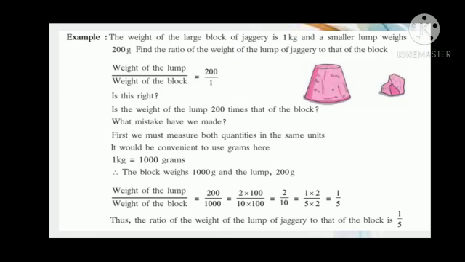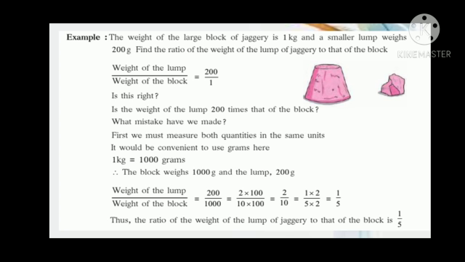Now let us see this with an example. The weight of the large block of jaggery is 1 kg and a smaller lump weighs 200 grams. Find the ratio of the weight of the lump of jaggery to that of the block. We can say weight of the lump is 200, which is divided by weight of the block 1, that is 200 divided by 1. Children, isn't this unusual?